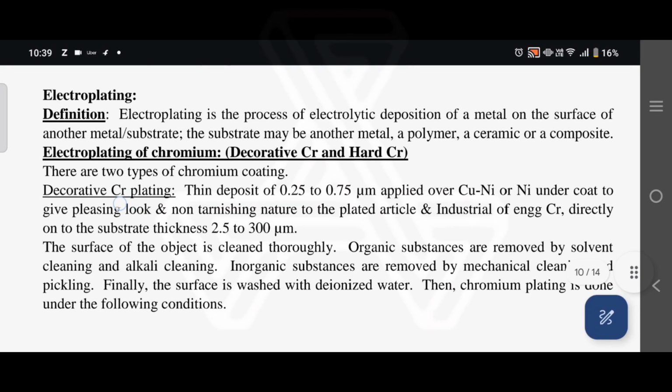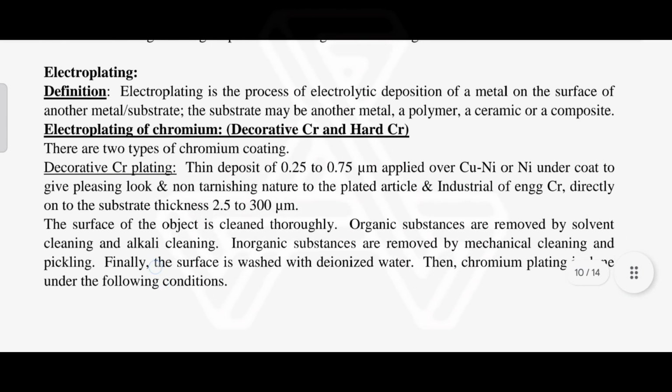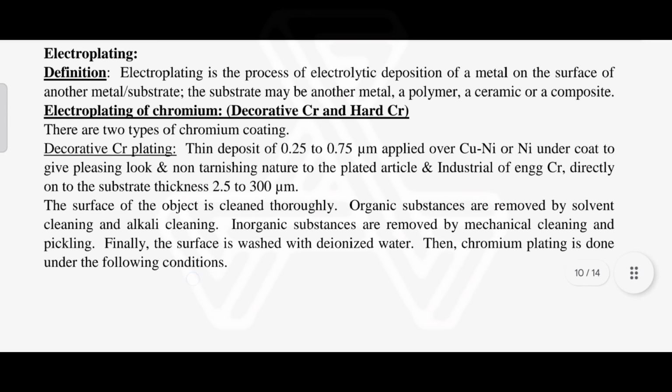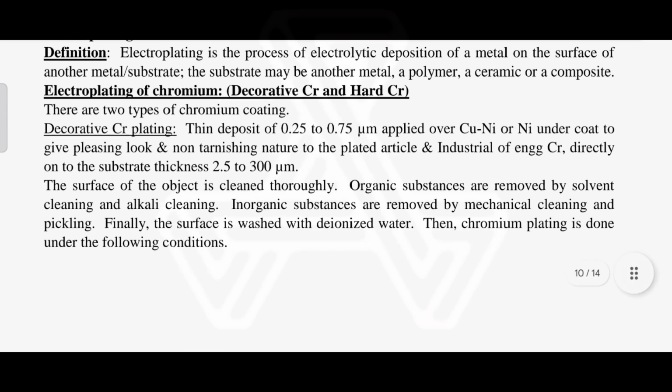Electroplating. Definition: electroplating is a process of electrolytic deposition of a metal on the surface of another metal substrate. The substrate may be another metal, a polymer, a ceramic, or a composite.